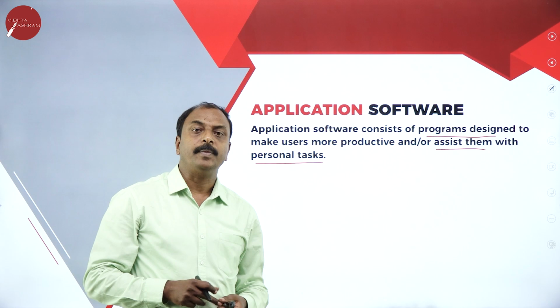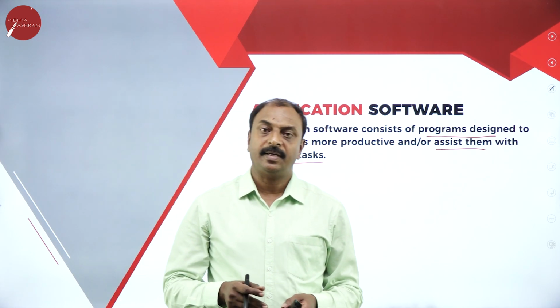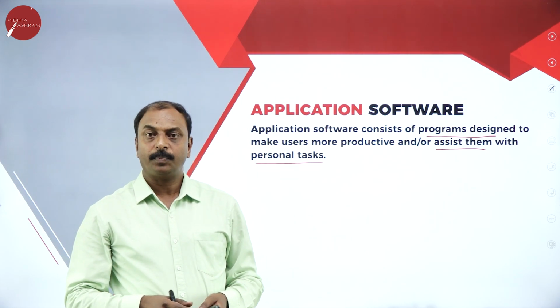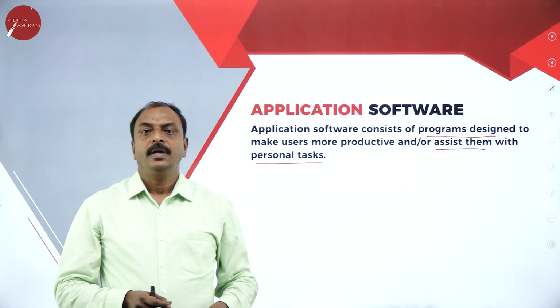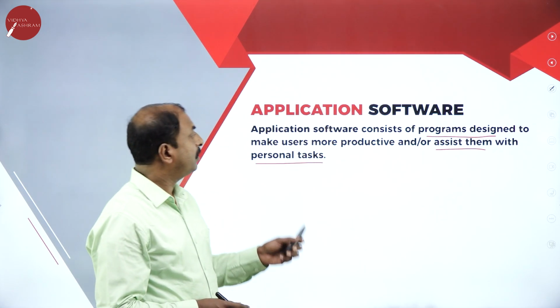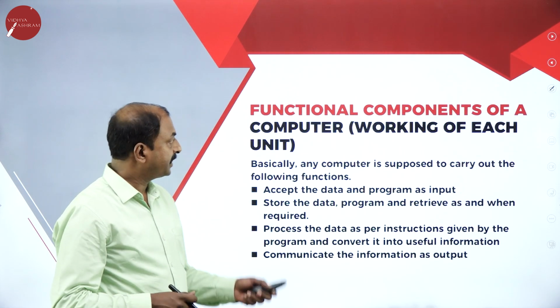Now we can see many examples of application software. MS Word is application software, and most of you are familiar with PowerPoint. PowerPoint is application software, and gaming software is also application software. So these are all different types of application software. Now let us move on to the next slide.